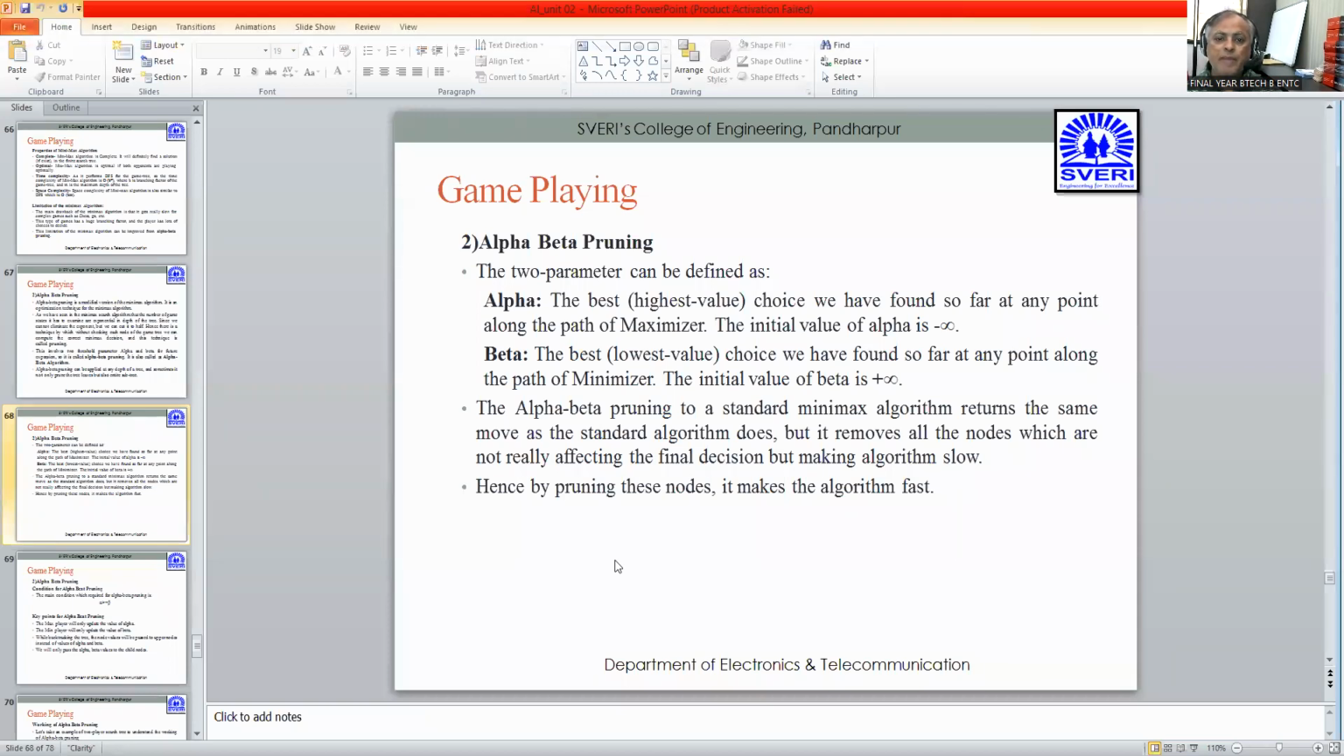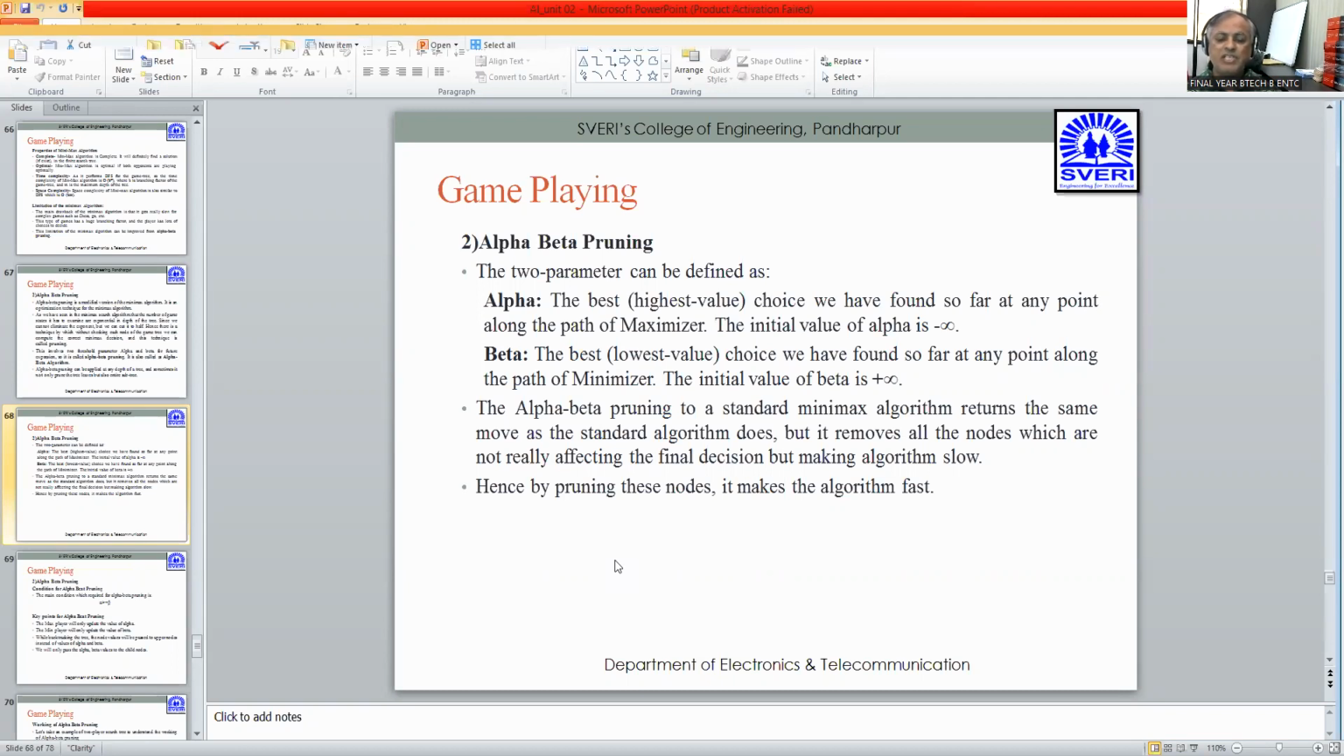So alpha is the best highest value choice we have found so far at any point along the path of the maximizer, and its initial value is minus infinity, which we have already seen in minimax. For max it is minus infinity, for min it is plus infinity. Similarly here, alpha is minus infinity and beta is plus infinity. Alpha beta pruning applied to a standard minimax algorithm returns the same move the standard algorithm does.